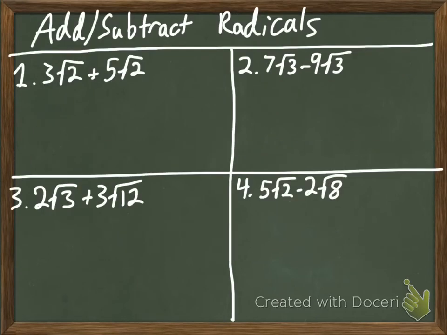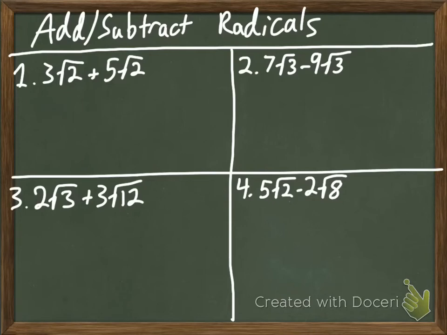Alright, now we're going to talk about addition and subtraction of radicals. Adding and subtracting radicals is just like when we add and subtract with variables. You have to have the same variable to add them together. The same thing with radicals. You have to have the same number underneath the square root.